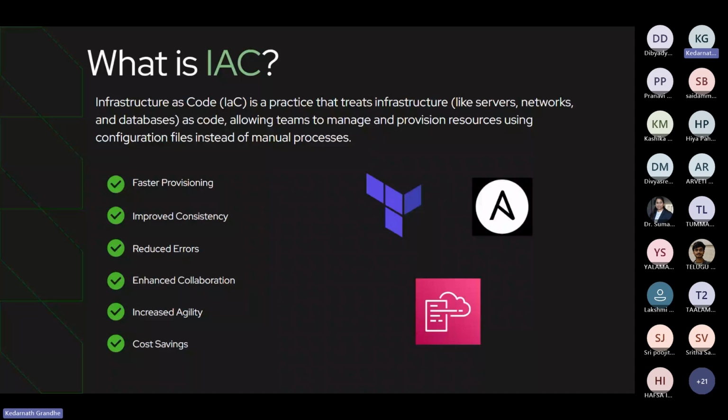So there are reduced errors, which I said before. Human errors are reduced. It also promotes enhanced collaboration. Version control allows teams to collaborate on infrastructure changes effectively. There is increased agility. IAC enables faster development cycles. Basically, it's that, and cost savings as well.